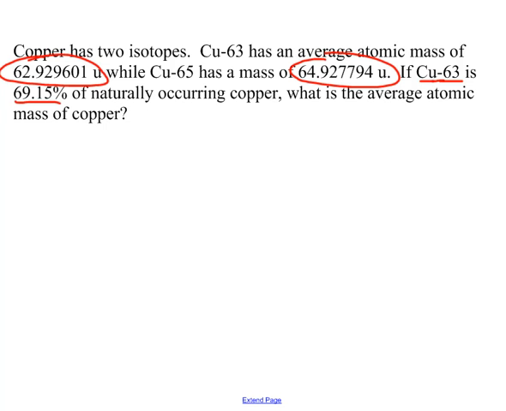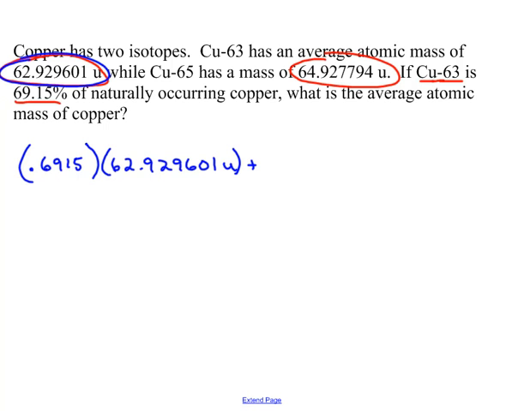62.929601. Remember, the weighted average, how we do this is we take our percent abundance, 0.6915, that's the abundance of copper 63, and I'm going to multiply that by the mass of copper 63, which is 62.92, so on. I'll write that down. And keep your units in here.